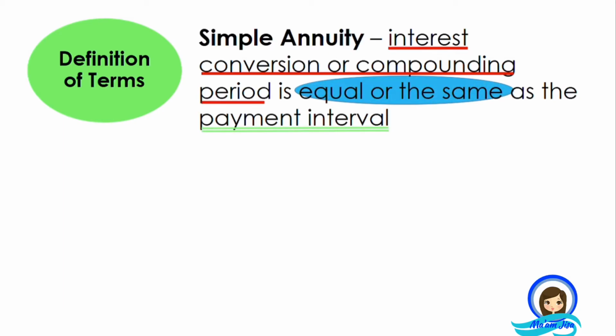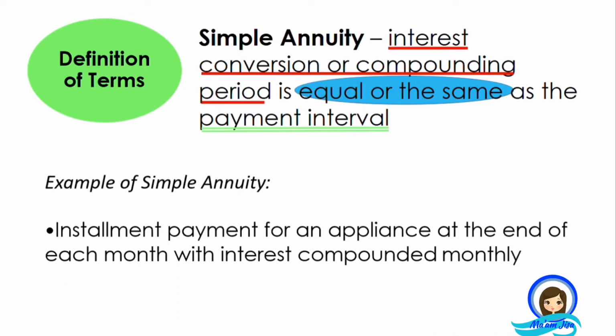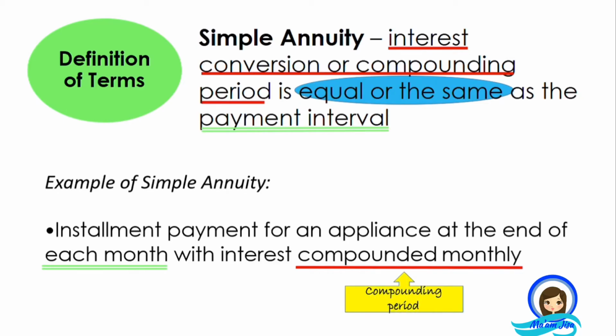For example, installment payment for an appliance at the end of each month with interest compounded monthly. Now, its compounding period, which is monthly, is just the same with its payment interval, and that is also monthly. Therefore, this is an example of simple annuity. The compounding period and the payment interval are the same.